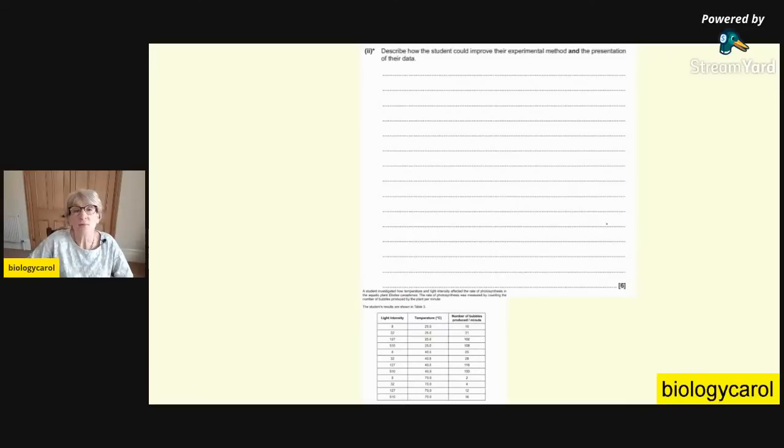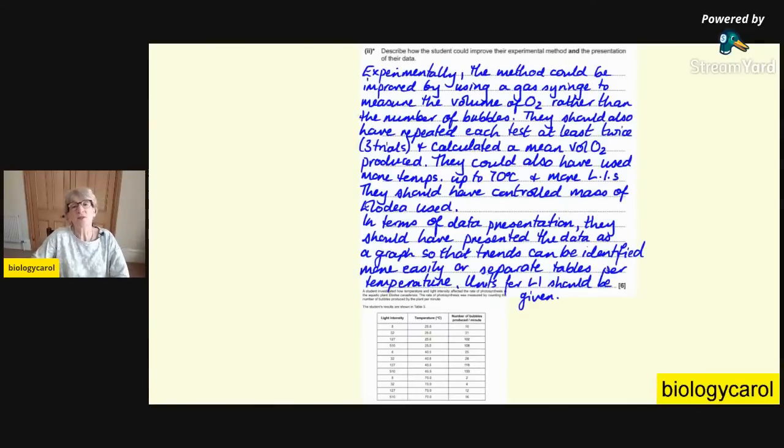Let me just put it up because I can't remember offhand. Oh yes, of course. First one, really obvious to me, they should have used a gas syringe rather than counting the number of bubbles, because then you have a measurement of the volume of gas rather than just the number of bubbles. Bubbles can, of course, be completely different sizes.